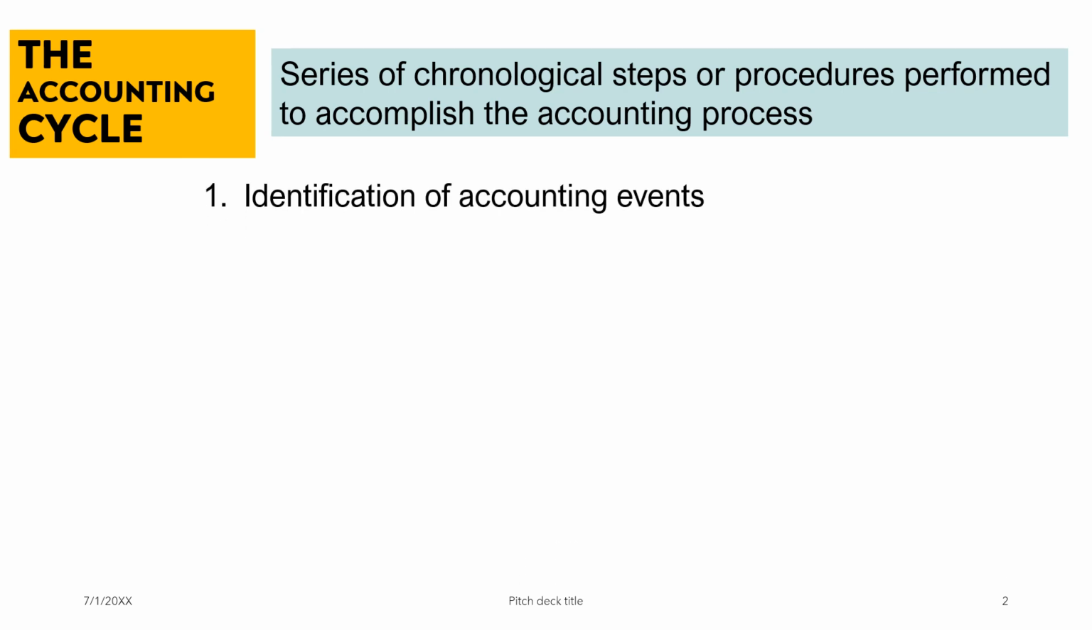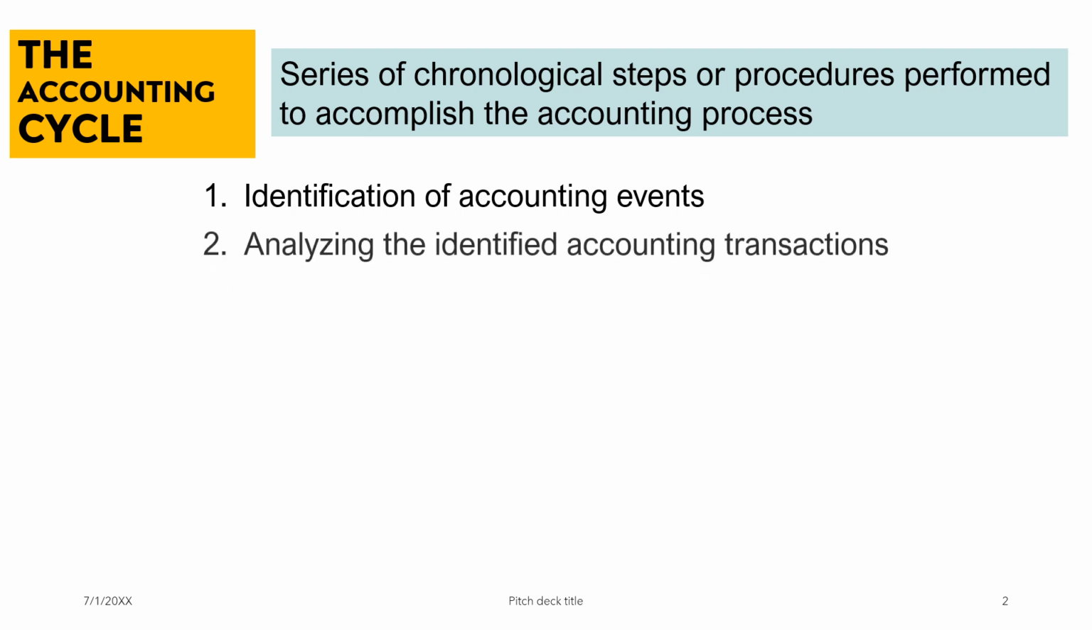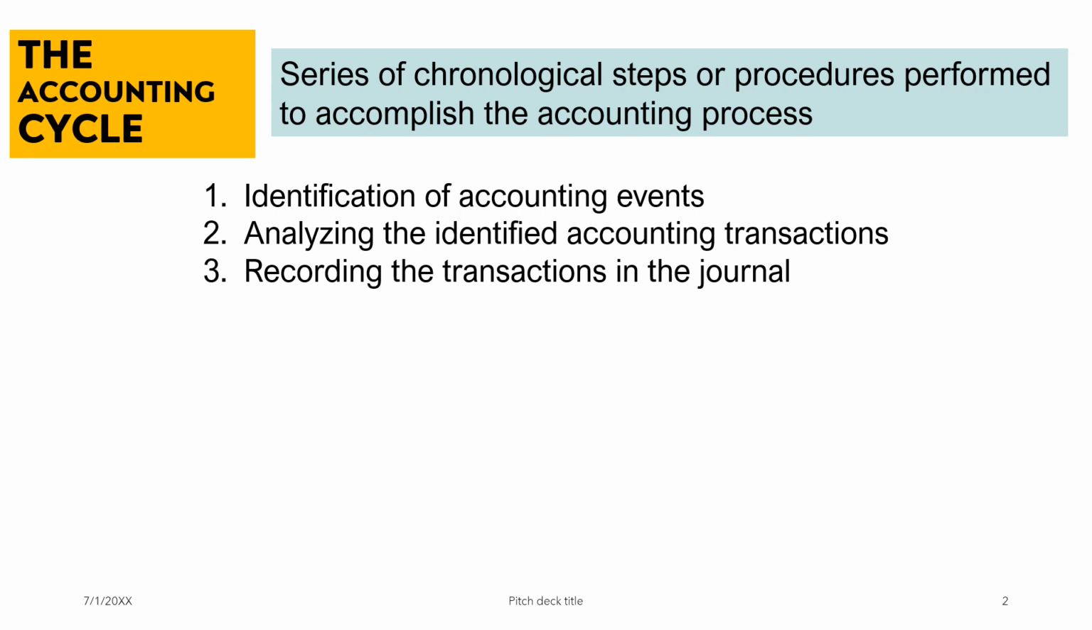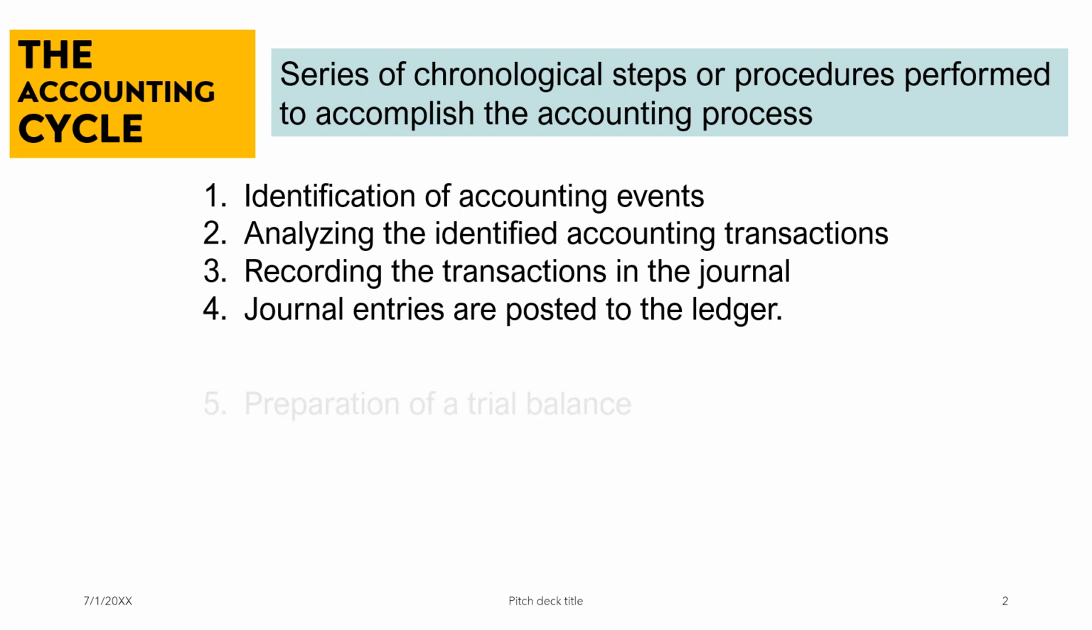So we have here, number one, identification of accounting events. Number two, analyzing the identified accounting transactions. Number three, recording the transactions in the journal. These three are our topic for this session. In the previous video lectures, we already discussed step number one and step number two, so in this session we will focus more on the recording of transactions in the journal. And then we have step number four, journal entries are posted to the ledger.